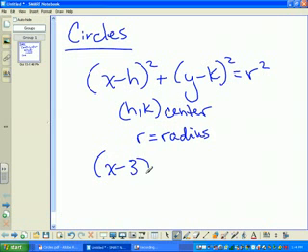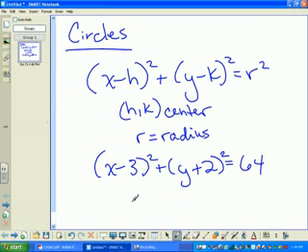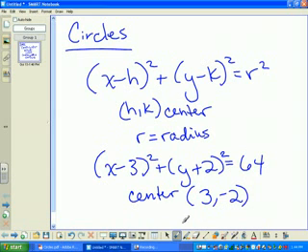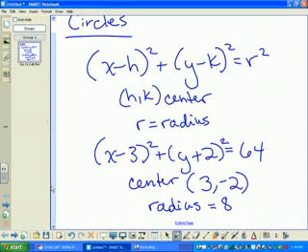Okay, so if I had x minus 3 squared plus y plus 2 squared equals 64, what would the center of my circle be? 3, negative 2, because those are located where? In the parentheses. Okay, my radius is going to be 8. Because what is the square root of 64? 8.